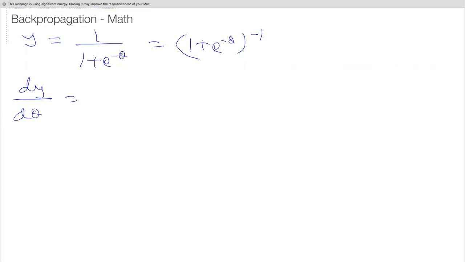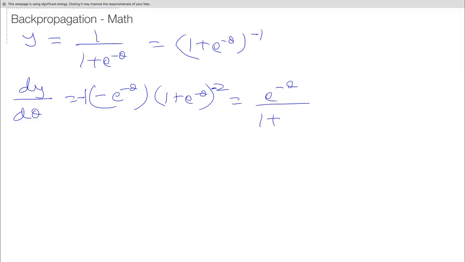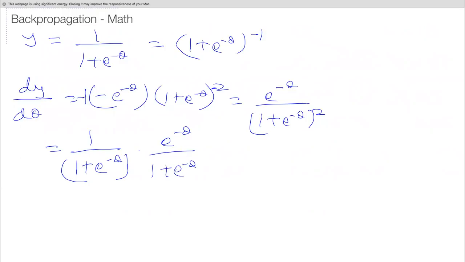What do we get? Minus e to the minus theta, 1 plus e to the minus theta to the power of minus 2, which can also be written as minus 1 by 1 plus e to the minus theta whole square. Now, I can also write this as 1 by 1 plus e to the power of minus theta multiplied by e to the power of minus theta by 1 plus e to the power of minus theta. So far, so good. It's important you follow me. But this is y. So I can also write it as y times e to the power of minus theta by 1 plus e to the power of minus theta.